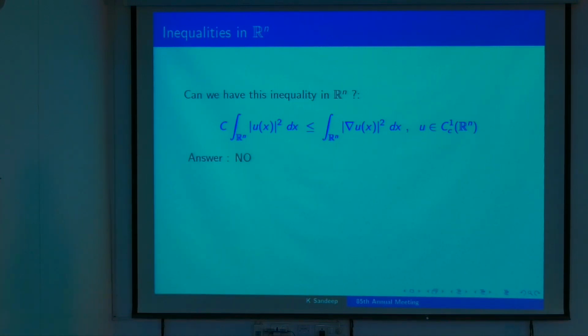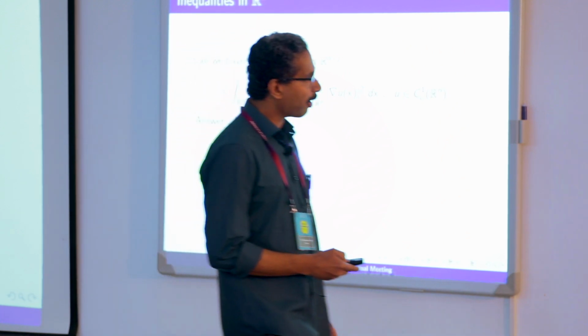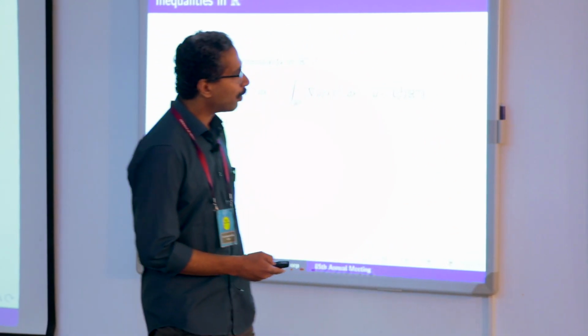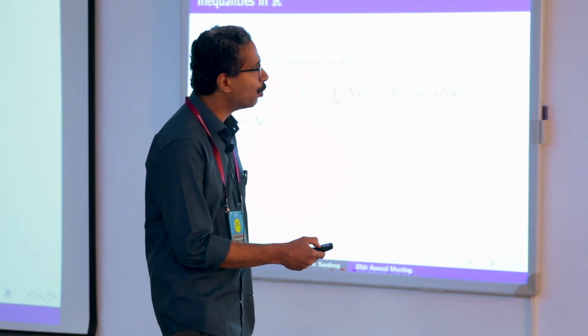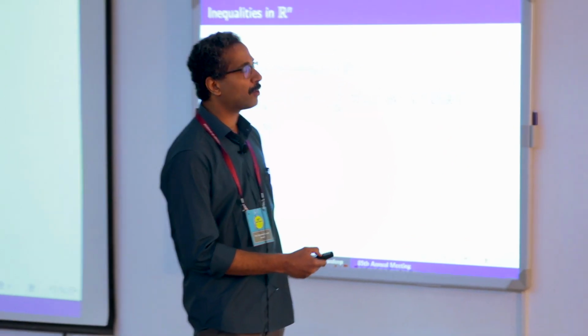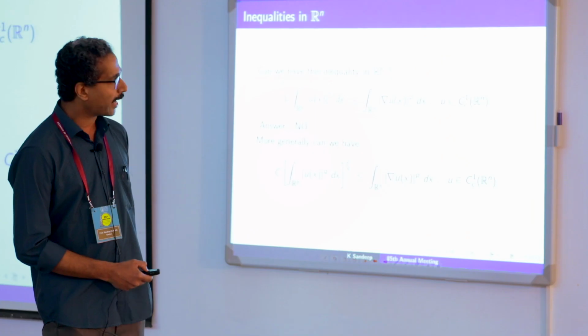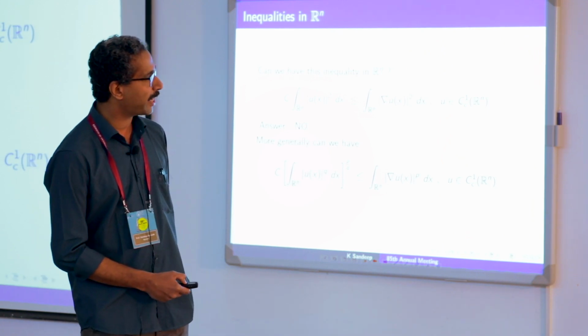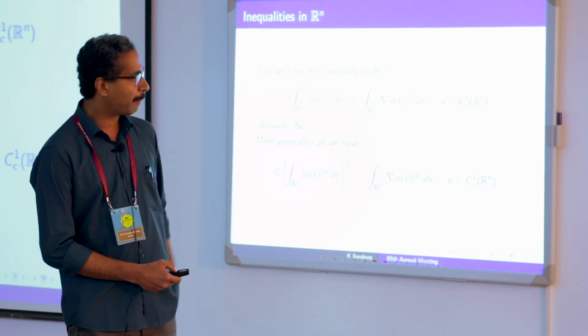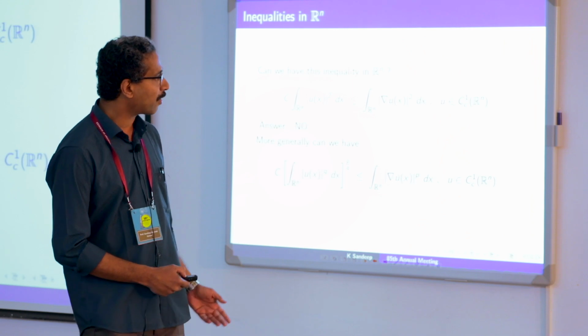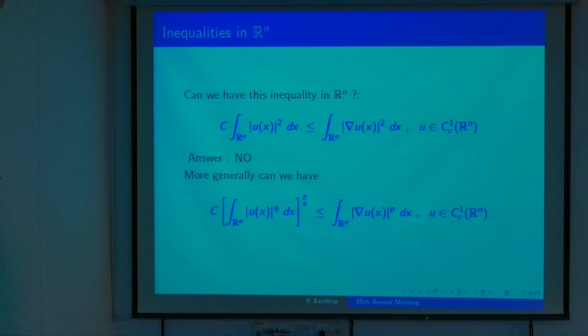Okay. And so then I modify this question further. Instead of putting 2 here, I am going to put arbitrary powers p and q. That's the next question. More generally, can we have an inequality like this? What I am doing is replacing this 2 by an arbitrary p, where p is going to be greater than or equal to 1, and on the left hand side, instead of 2, I am putting a q, and all to the power p by q.